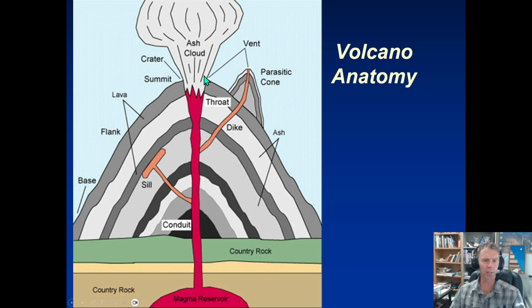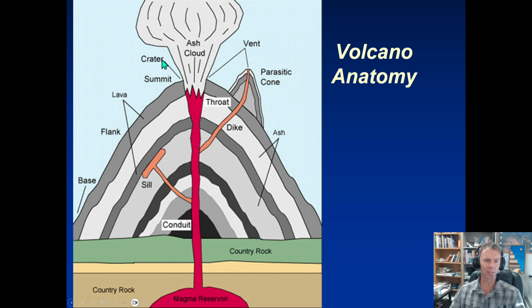The place where the volcano is erupting, where the lava or ash is coming out of the earth, is what we call the vent. So that's where the action's taking place. That's where the conduit from the magma storage zone or the reservoir meets the Earth's surface. So that's where the eruption is taking place.